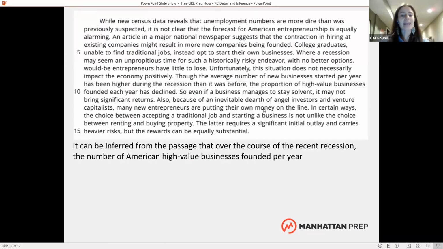So it can be inferred from the passage that over the course of the recent recession, the number of American high-value businesses founded per year did what? You guys know the drill. Since we've already looked at this passage before, I'll give you maybe a minute and a half or so to consider the answer and then be ready to chat in your prediction.